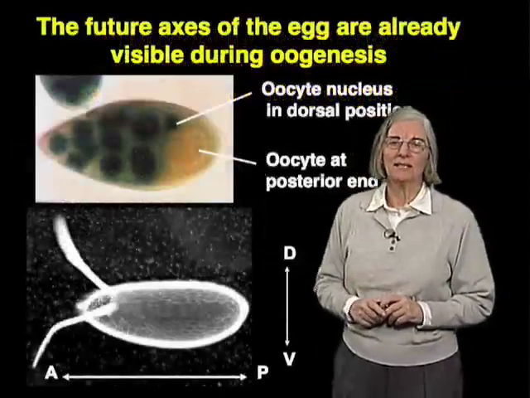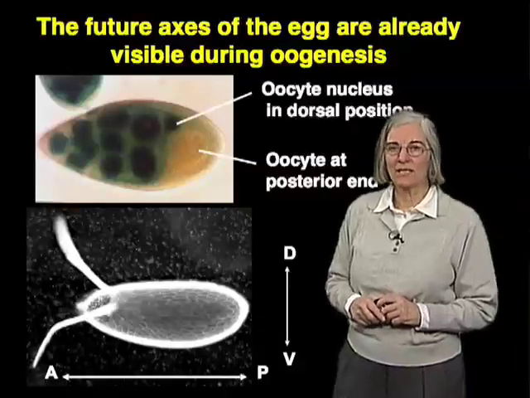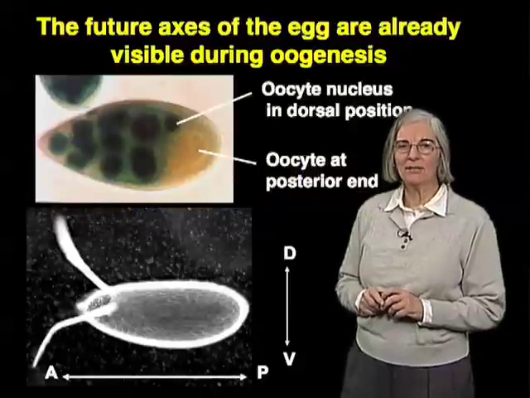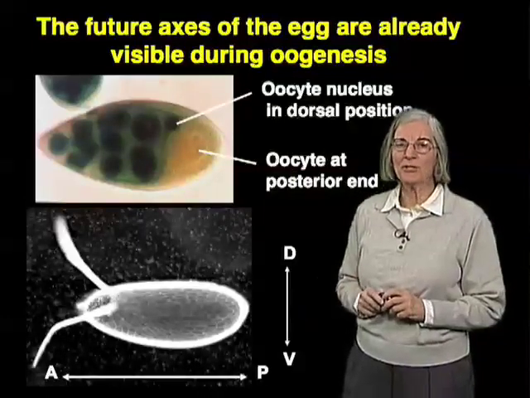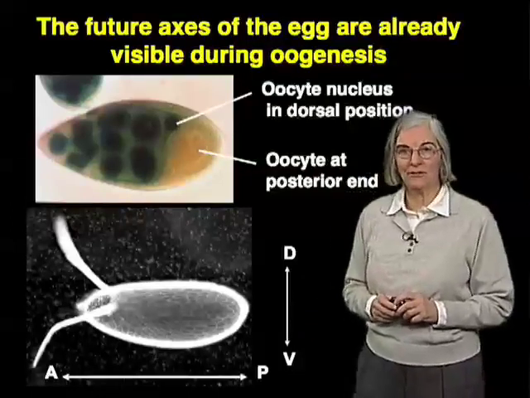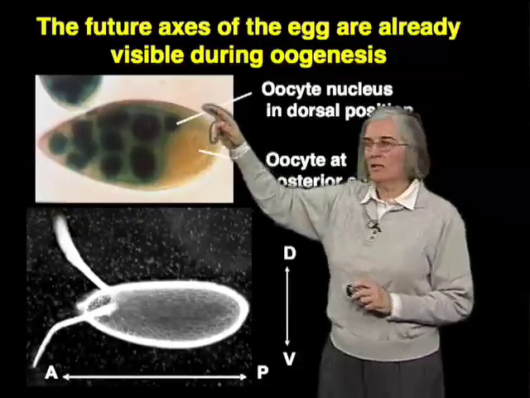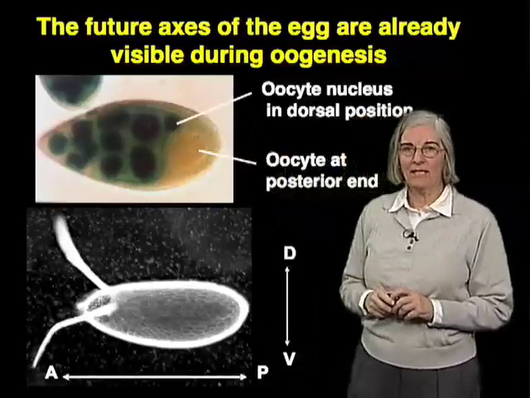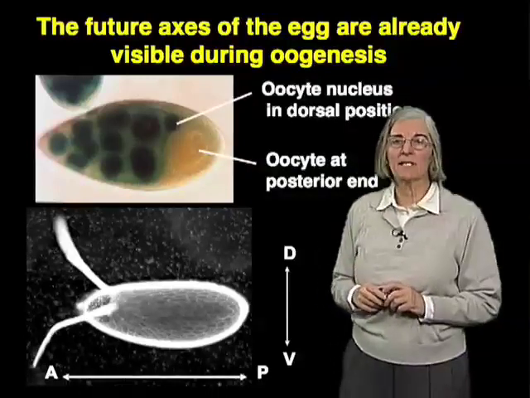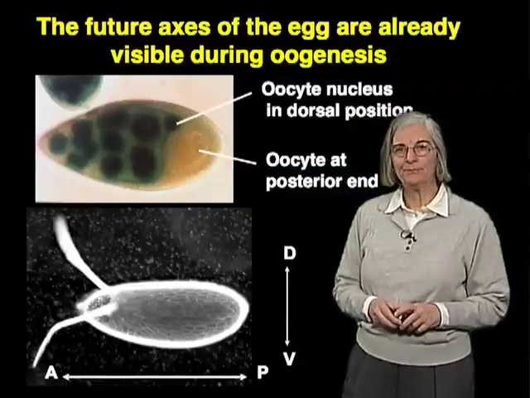So the asymmetries are already visible in the egg chambers during later stages of oogenesis. Here in this picture, you see an egg chamber, and you can predict the anterior-posterior and dorsal-ventral axis because the oocyte is always at the posterior end of the egg chamber, and the oocyte nucleus occupies a dorsal position within the oocyte. And whichever side of the oocyte nucleus is closest to, that will be the future dorsal side of the egg and the embryo.